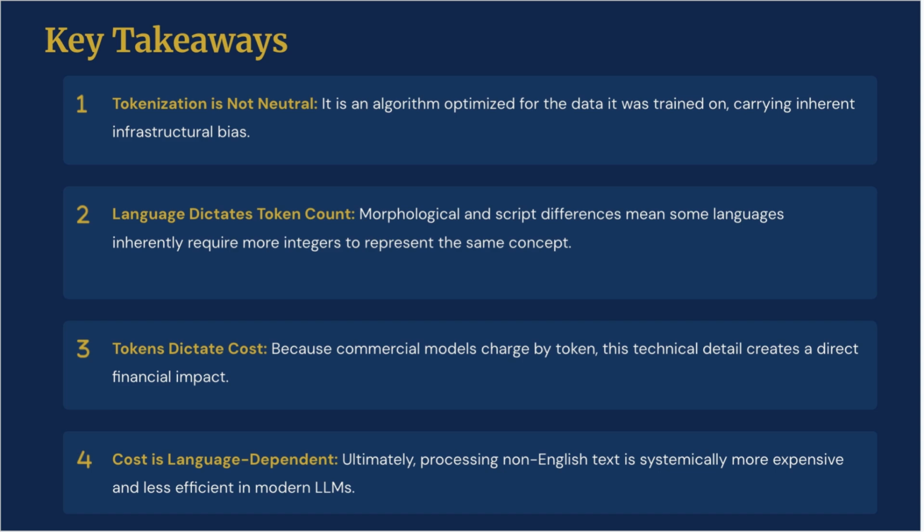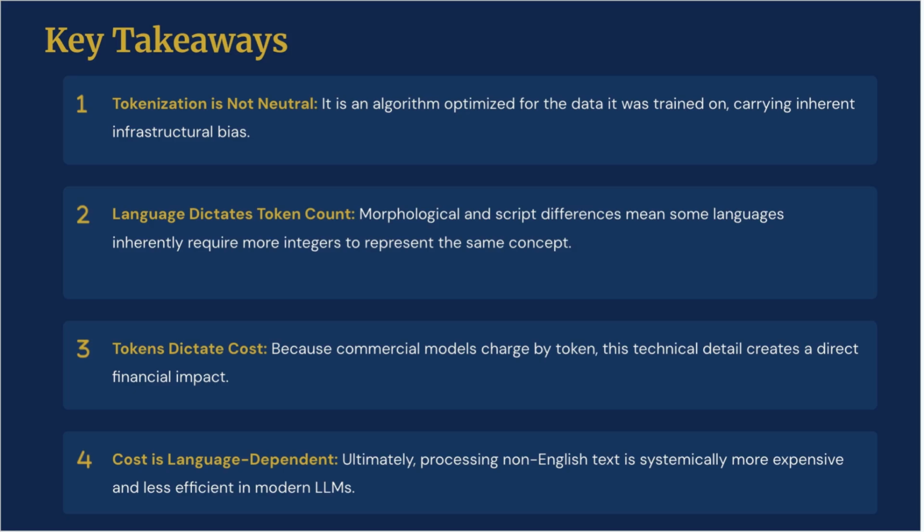Second, language dictates token count. Different languages have fundamentally different structures, say in terms of morphology, grammar, and writing system. For example, agglutinative languages combine many meanings into a single word, while some scripts are not efficiently represented in byte level tokenization. As a result, the same meaning can require very different numbers of tokens across languages.